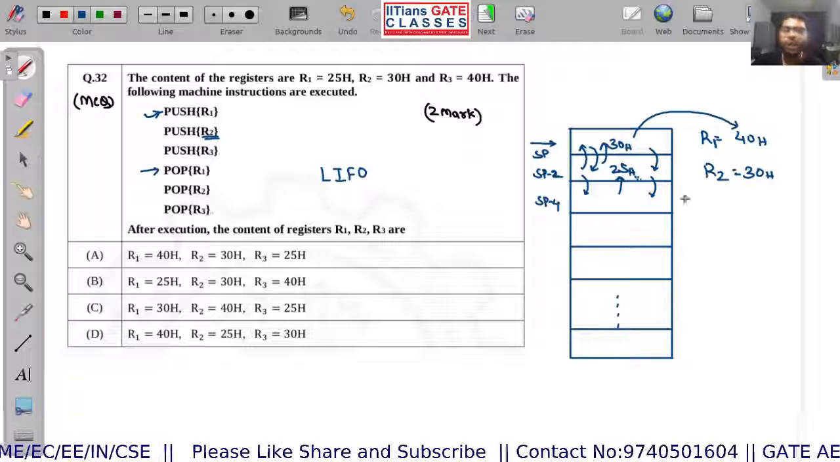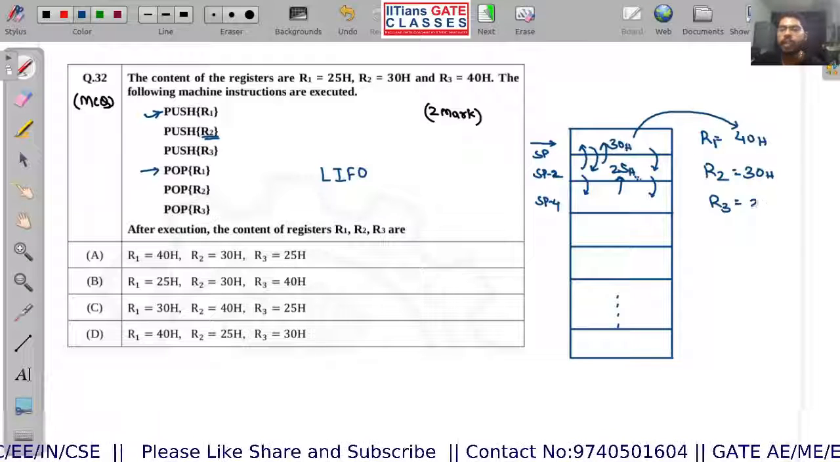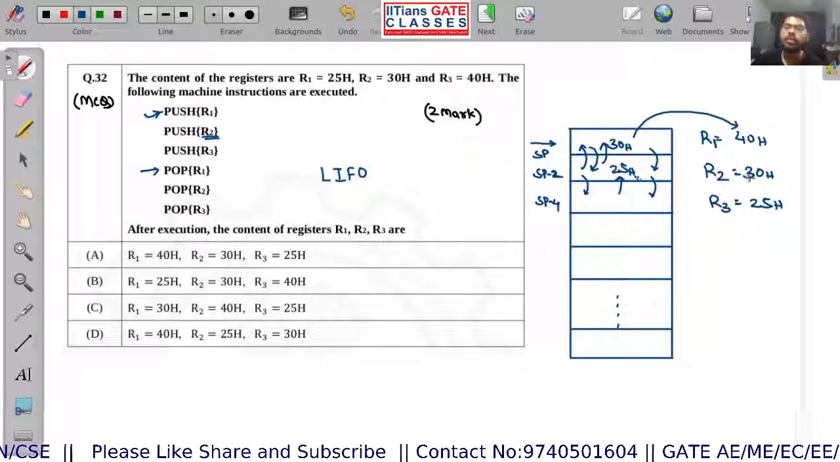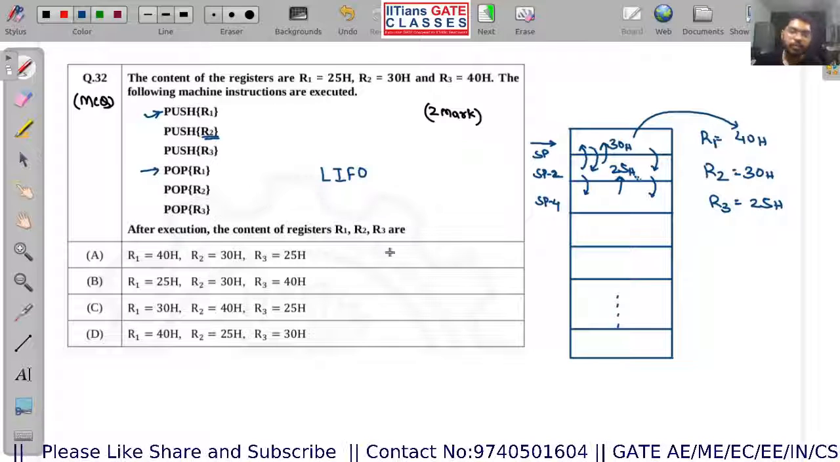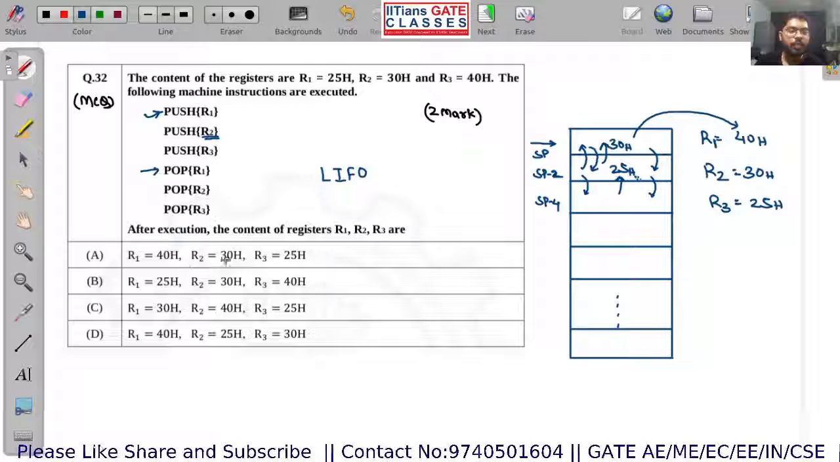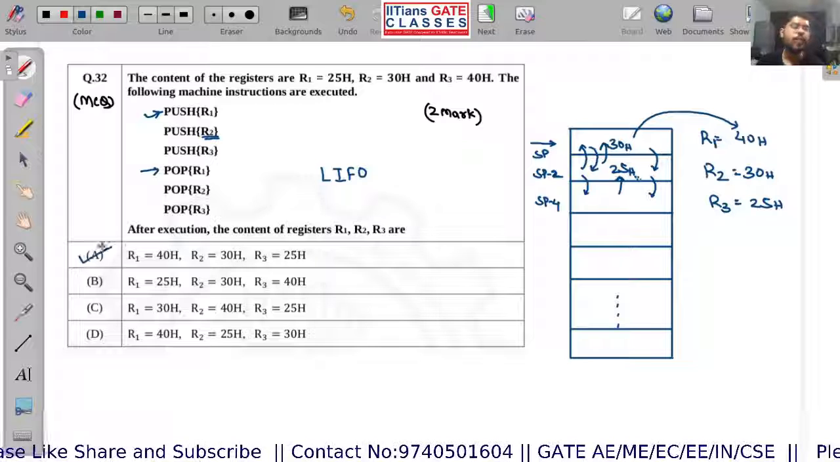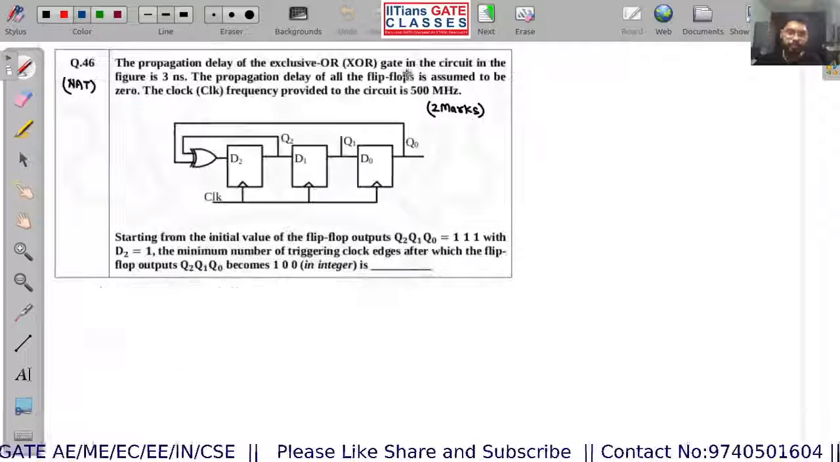Similarly, the last command is pop R3. So that will be what? We will be having 25H because that was the last content we had. So this will be the content of the registers R1, R2 and R3. Which option do you see? R1 40, R2 30 and R3 25. So option A is correct. Okay, so option A is your correct answer.